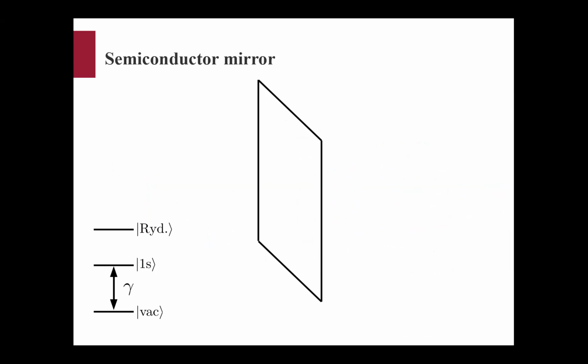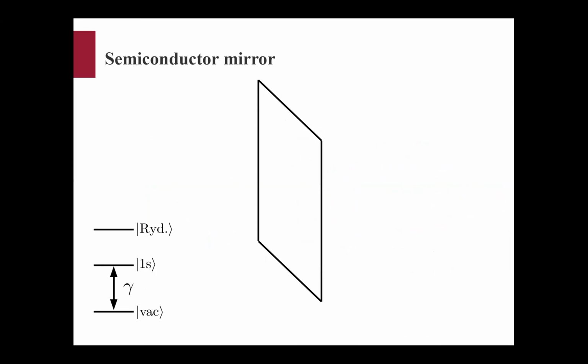Okay, so now looking at this mirror, or at the semiconductor, now it's two-dimensional. Let's just send a few photons onto this mirror, and of course I told you it's a mirror. So if we just have these photons coming in, they will bounce back.